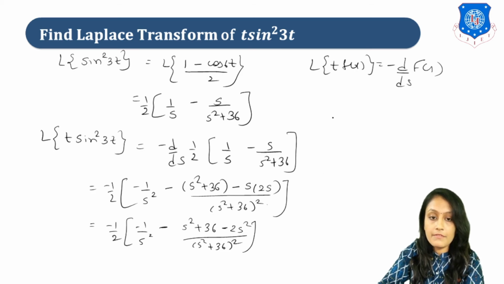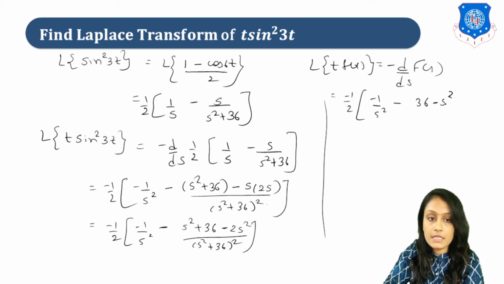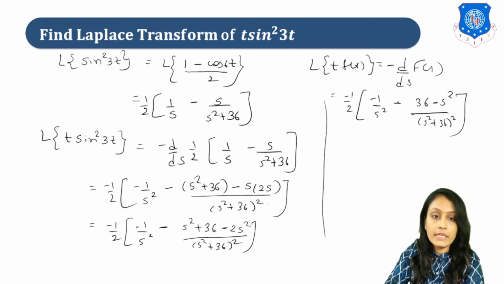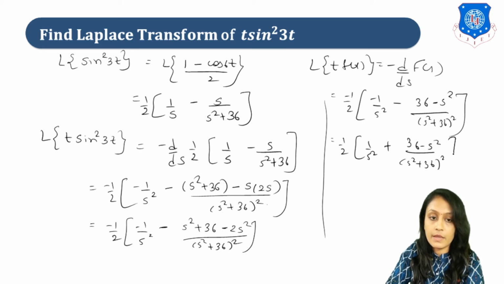Just simplify this term. So what you will get: minus 1 upon 2, here minus 1 upon s square, minus, now s square minus 2s square, so it will give you 36 minus s square upon s square plus 36 whole square. You can take this negative common from both the terms, so this will become plus: 1 by 2, 1 upon s square plus 36 minus s square upon s square plus 36 whole square. So this is your final answer of the Laplace transform of t sin square 3t.